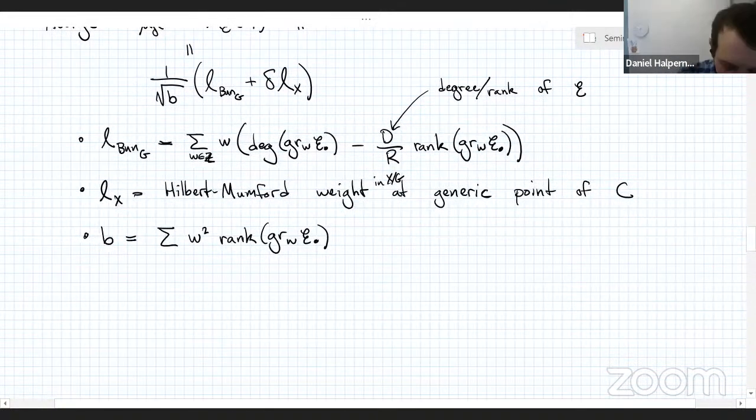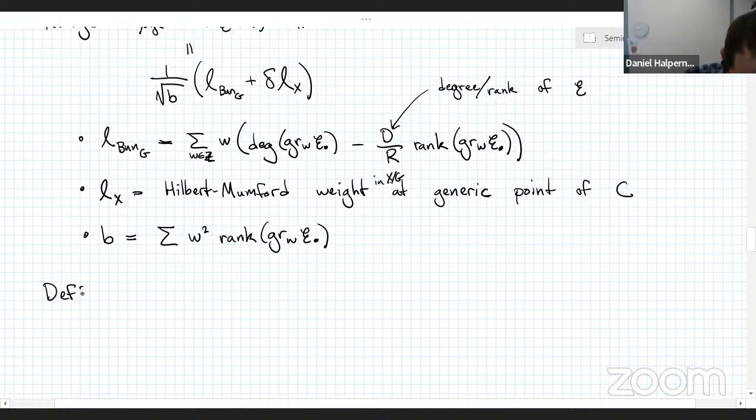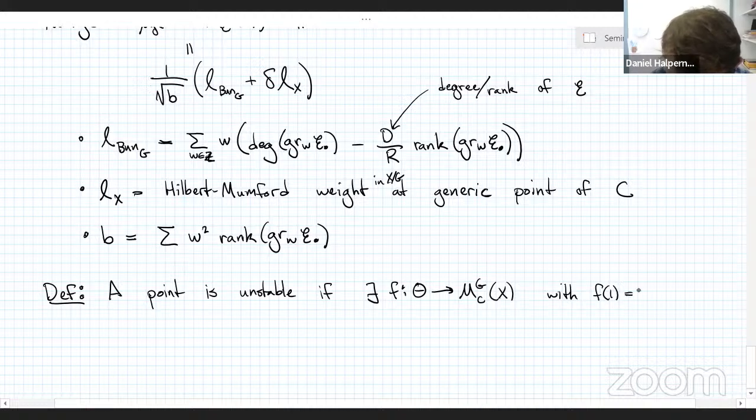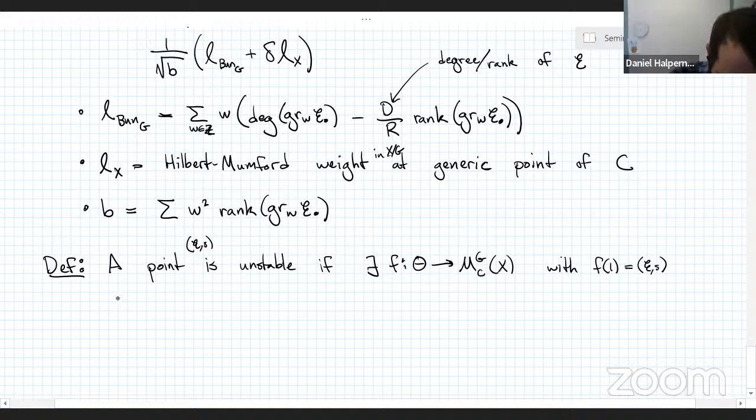So the definition is that a point, E comma s, is unstable if there's a map f such that mu of f is positive. That's the definition of instability.